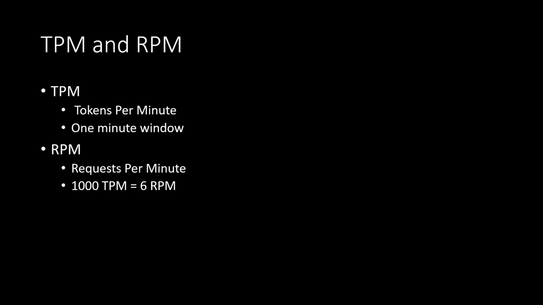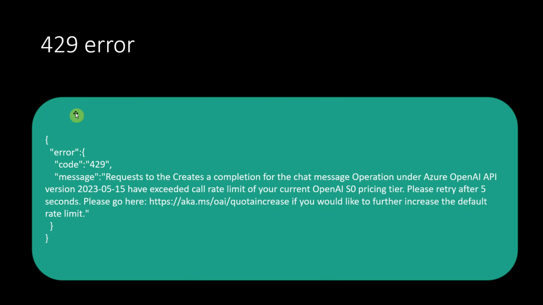So whenever you are sending requests very fast, let's say at less than 10 seconds apart, you would be able to see an error message, which is our 429 error, and it looks something like this. This error says that the request to create a completion for the chat message operation under the OpenAI API version has exceeded the call rate limit of your quota, which is the S0 pricing tier in my case. You may see your own pricing tier, but this is the error you will see whenever you get this rate limit error.